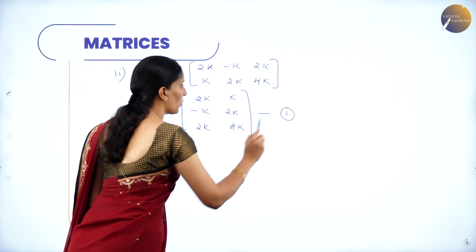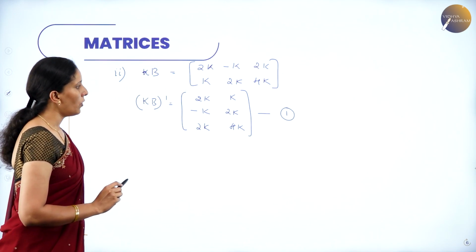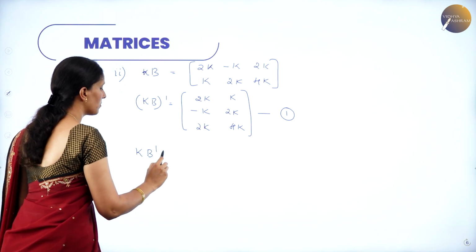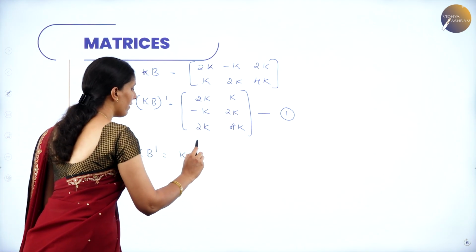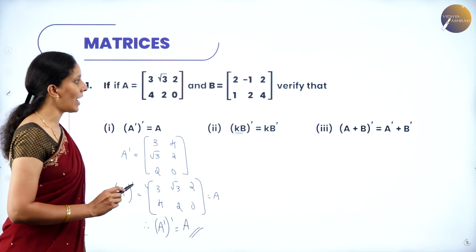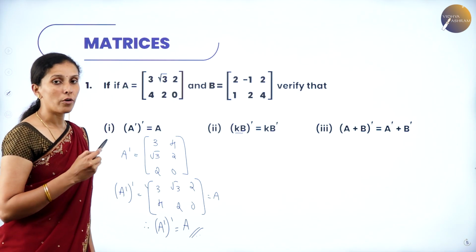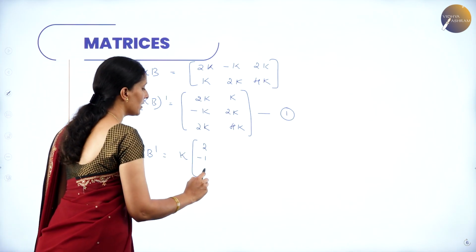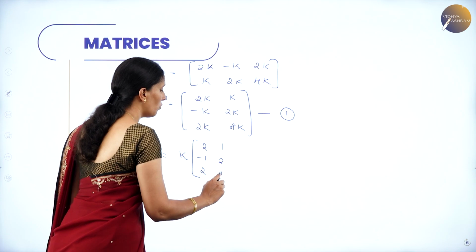Let me take this as equation 1. Now this has to be equal to K into B dash. So let's multiply K with B dash. B dash, or B transpose, is writing rows into columns. That is 2, minus 1, 2, 1, 2, 4.